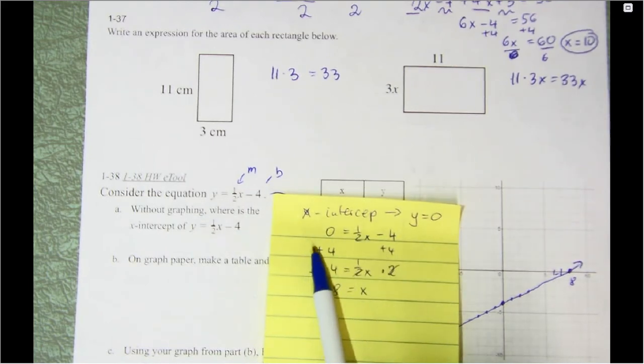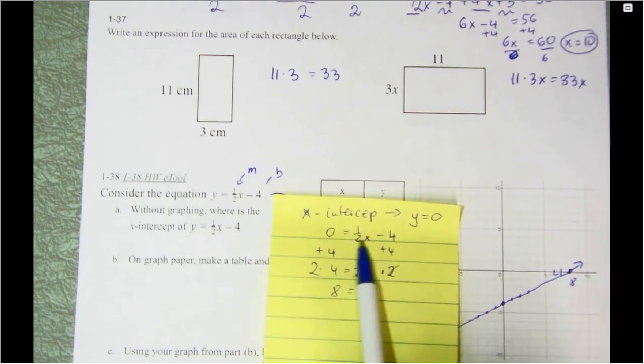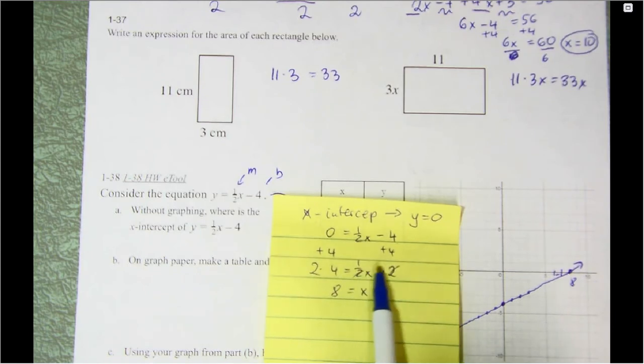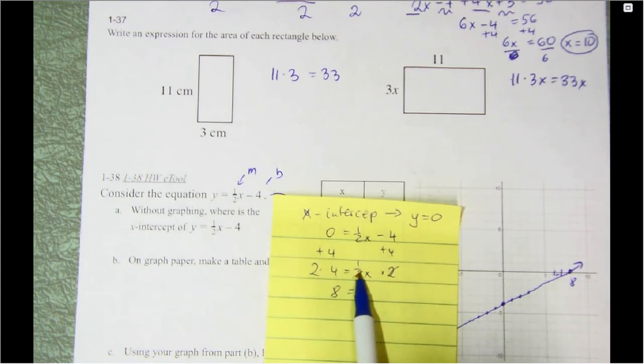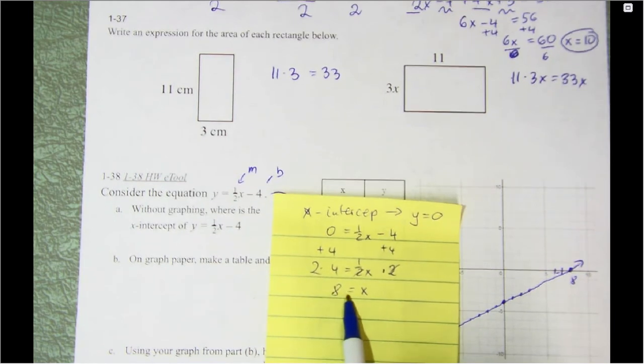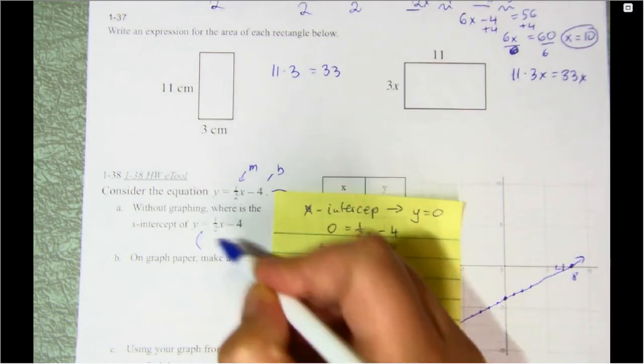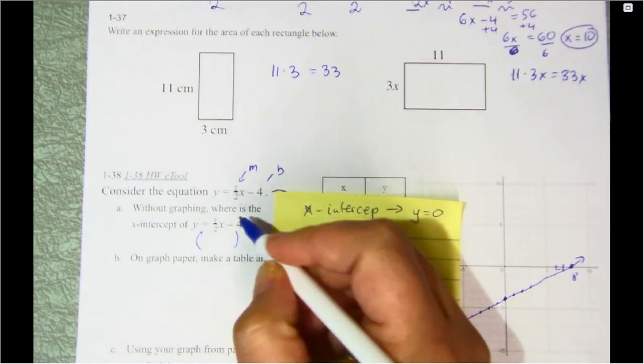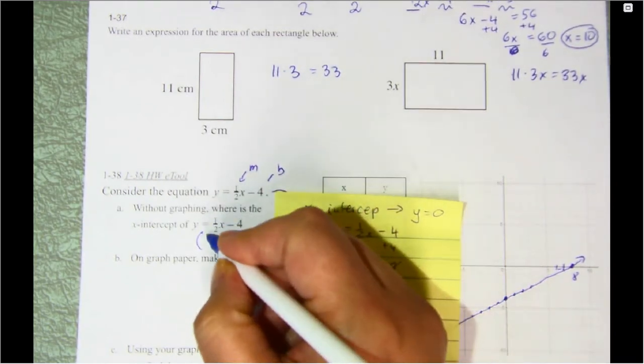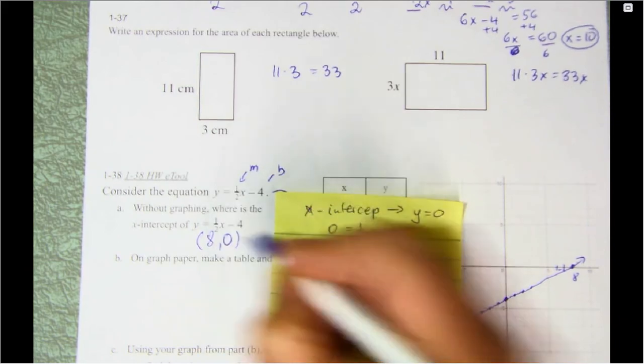So I'm adding 4 to both sides because I want to get x by itself. I multiply by 2 to cancel the fraction, and I need to multiply the other side, and the answer is x equals 8. So the x-intercept of this equation will be (8, 0). That's the point.